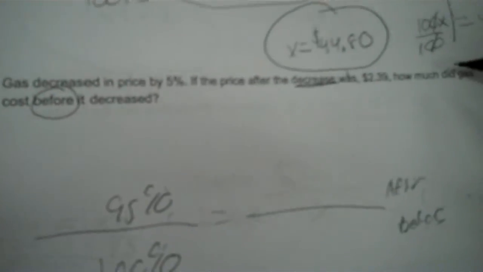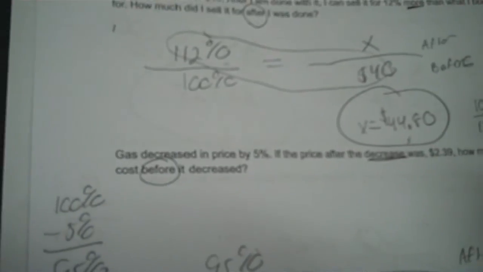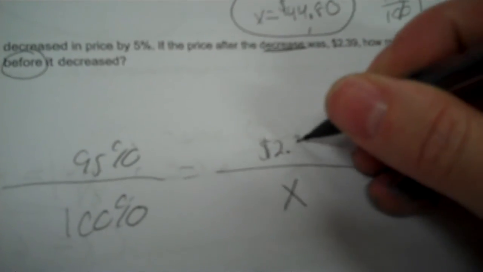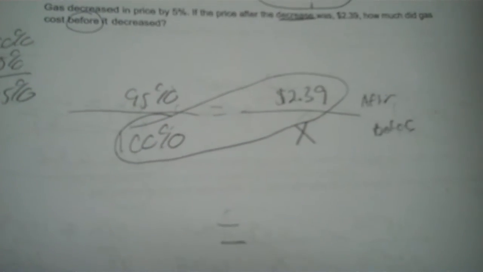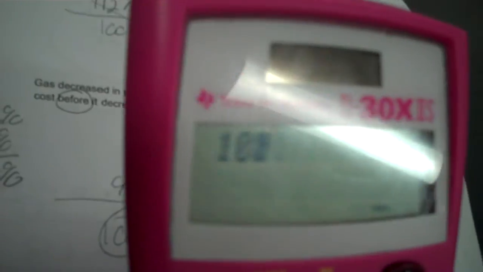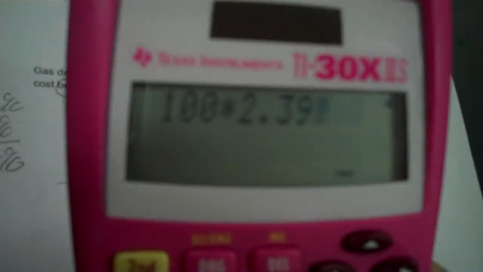All right, now it says how much did gas cost before. So if they're asking me to find it, that must mean I don't know that one. And then $2.39 after. Okay, then I cross multiply. So I take 100 times 2.39.